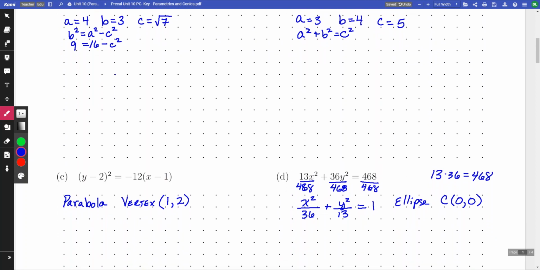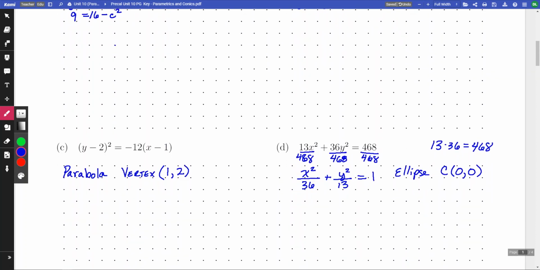Now, for our parabola, we know that we have our general form of the equation, that we have 4p times (x minus h) and (y minus k) squared. So that would tell us that this value for p is going to be equal to negative 3, and we know that that is going to be the distance from the vertex to the directrix or from the vertex to the focus.